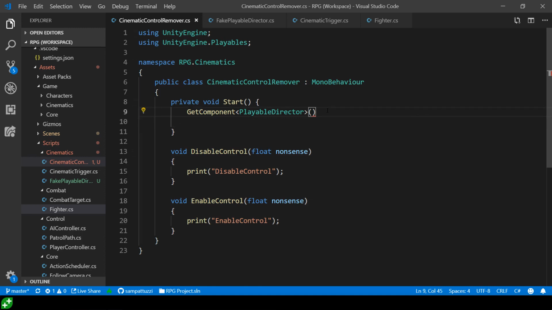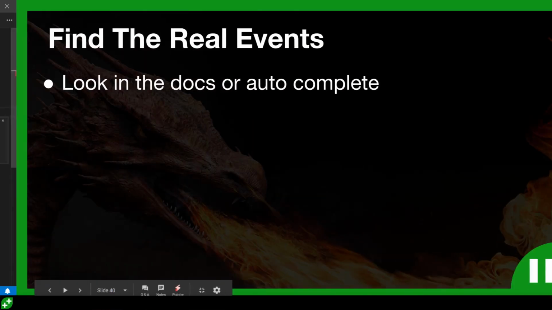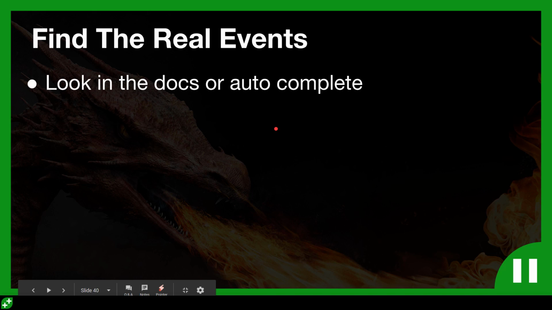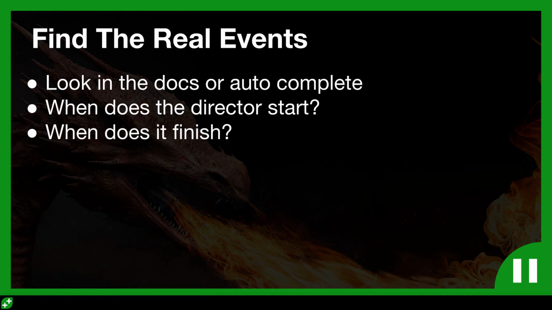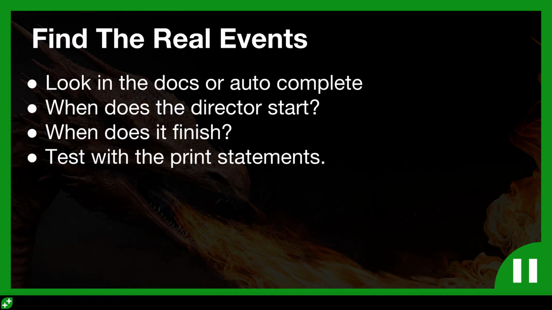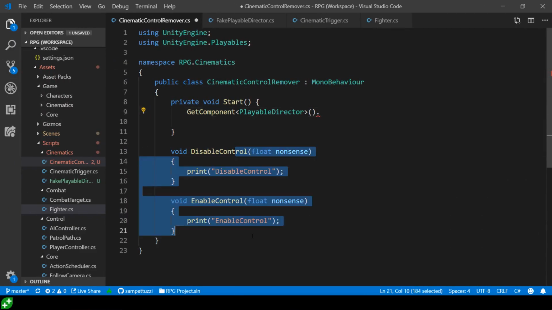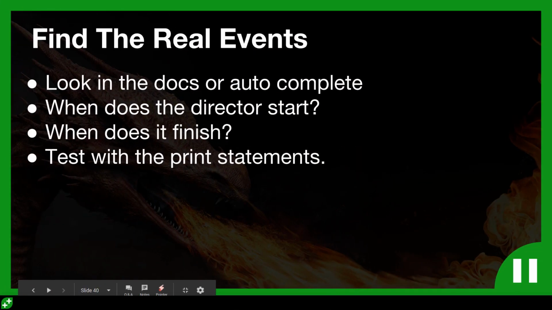So you can do a dot and then autocomplete to find events. Remember that lightning bolt signals up events for you, or you can look in the docs if you're using a different editor. When does the director start playing? When does it finish playing? See if you can find events for both of those and test with print statements to see whether you're disabling control and enabling control at the right moment. So pause the video and have a go at the challenge.